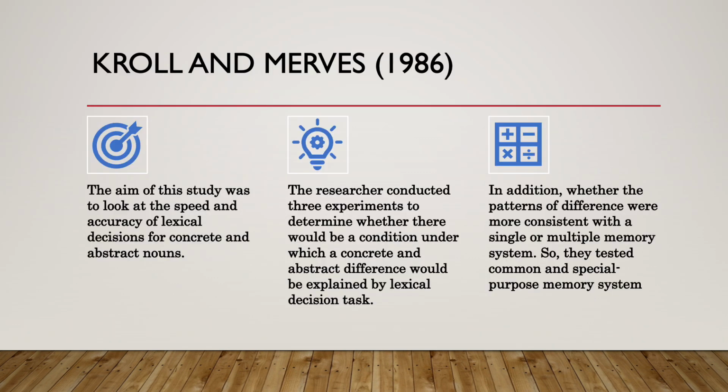Kroll and Merrill conducted a study. The aim of the study was to look at the speed and the accuracy of lexical decision for concrete and abstract nouns. The researchers conducted three experiments to determine whether there would be a condition under which concrete and abstract differences would be explained by the lexical decision task. In addition, whether the patterns of differences were more consistent with a single or multiple memory system, so they tested common and special purpose memory systems.